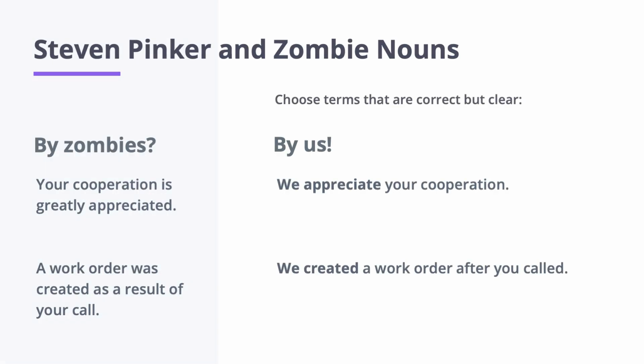So you want to avoid that passive voice, that sort of evasive voice, and be direct, but how do you know if you're using the active voice? I borrowed this example from Steven Pinker. He talks about zombie nouns, and it's kind of funny, but if you don't know who did it, it could have been done by zombies. So if you find yourself in that situation where it's just not clear who took the action or who's going to do something, and it could have been done by zombies, you're probably using the passive voice.